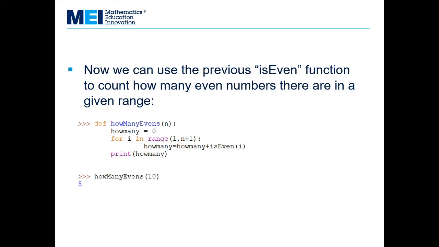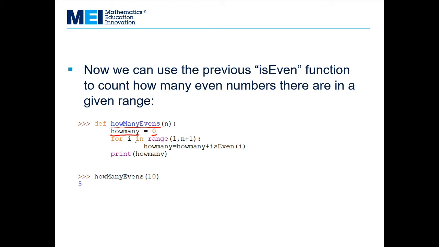Now we can use the previous function isEven to count how many even numbers there are in a given range. And to do that, I'm going to define a new function which I've called howManyEvens, which again takes a parameter n to tell me how many evens there are up to and including n. I've also defined a variable here called howMany, and howMany starts off with 0, and I'm going to increase it as I find even numbers in the range.